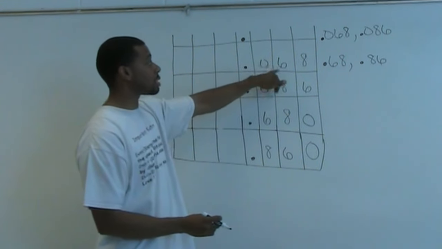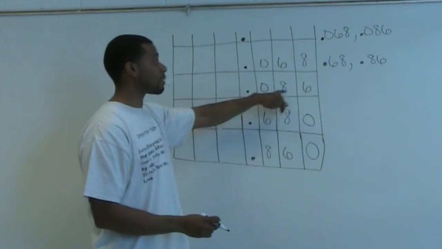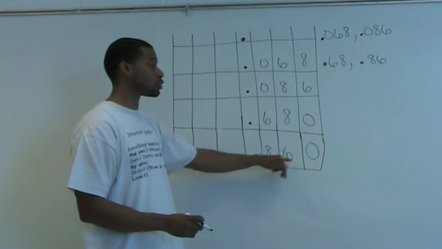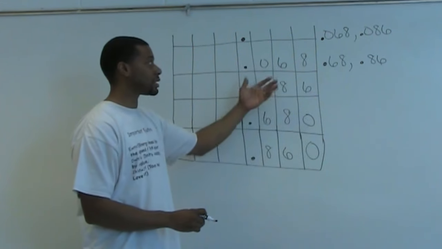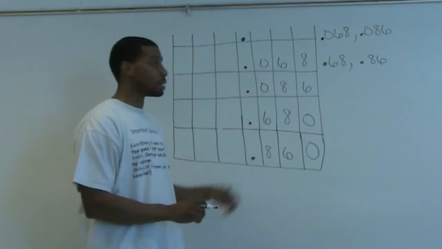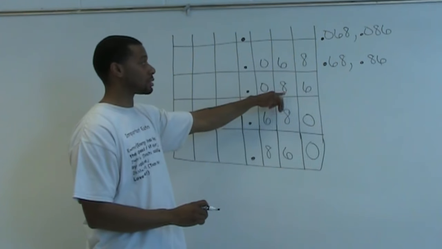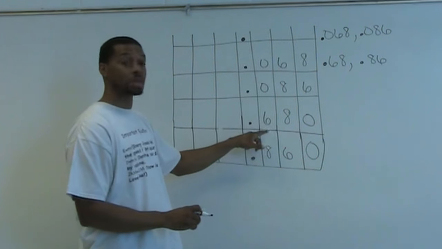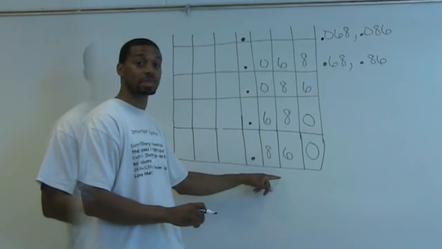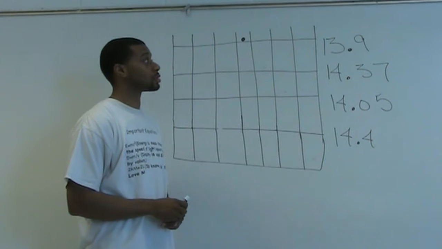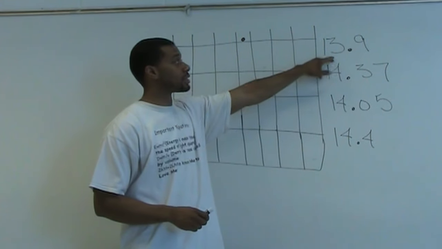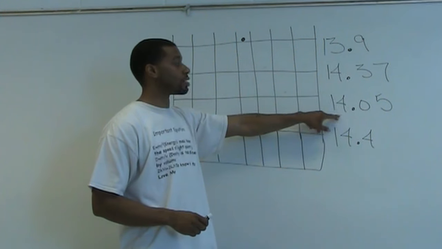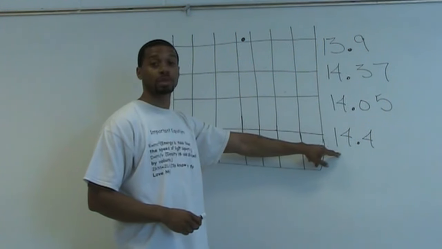So if I look at this number, I have 68, I have 86, I have 680, and then I have 860. It's easier for me to see which one is greater now. 68 is less than 86, 86 is less than 680, and 680 is less than 860. Let's try another group of numbers. I have 13 and 9 tenths, 14 and 37 hundredths, 14 and 5 hundredths, and 14 and 4 tenths.